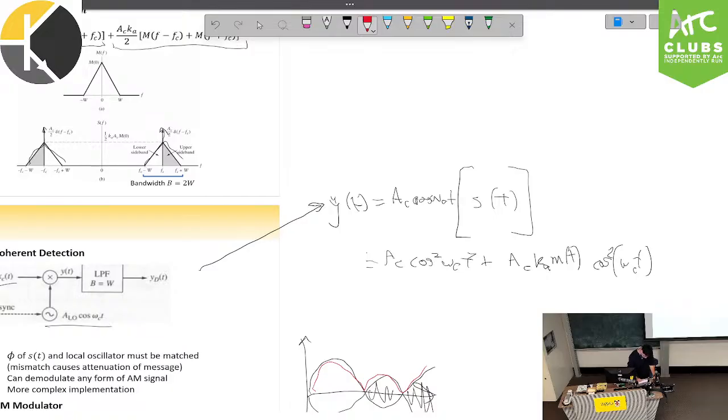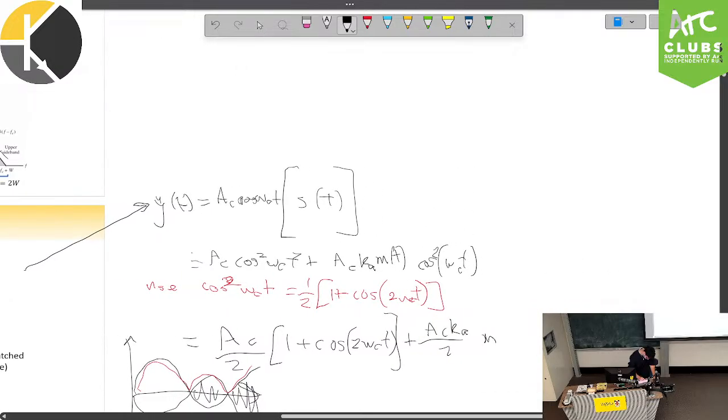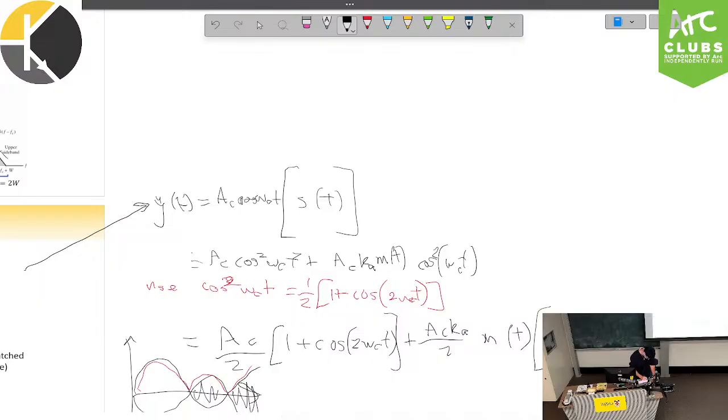So then to simplify this, I'm just going to use this identity where the square of a cos is given by half of 1 plus cos of 2 omega c t. And that will give us a form that looks something like this: Ac/2 (1 + cos 2 omega c t) plus Ac Ka/2 m(t) (1 + cos 2 omega c t).